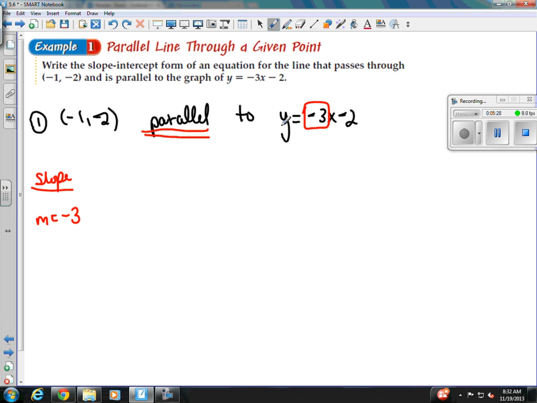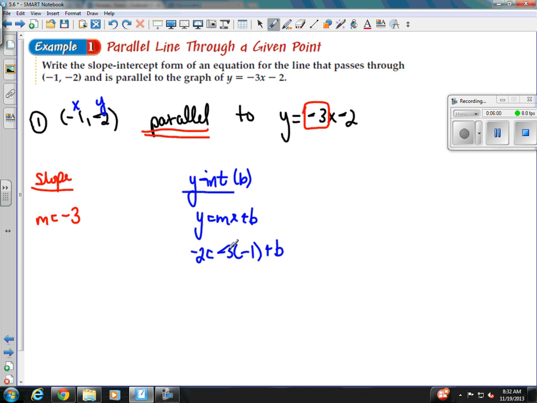So we're now going to have to find our y-intercept because we have our slope. Our y-intercept is our variable b, and I'm going to have to plug it into my y equals mx plus b. So I have to come up here to my ordered pair, find my x and my y. So y is negative 2 equals, m we said would be negative 3, times x is negative 1, plus b.